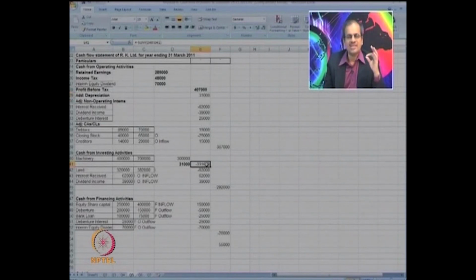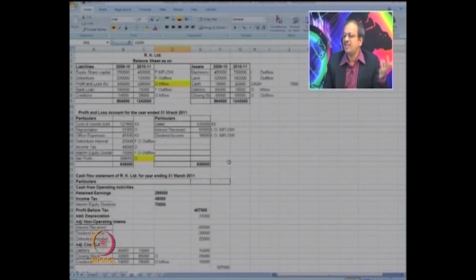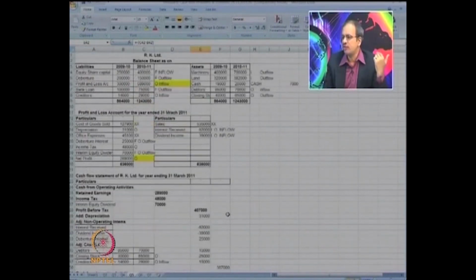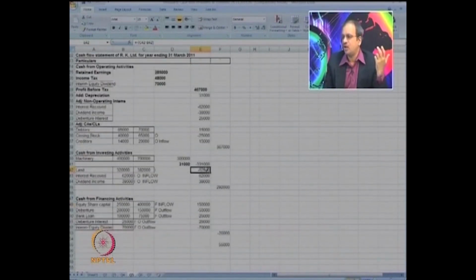So what is happening is machinery balance has increased by 3 lakhs despite depreciation of 31,000. So actual purchase of machinery is 331. So you can see that 31,000 was in a way deducted in the investing flow and it has been added in the operating flow. So, again it has been correctly dealt with. Now, look at land. Land is an investing item. So, difference of 62 represents the purchase of land, which is again correctly recorded by us.